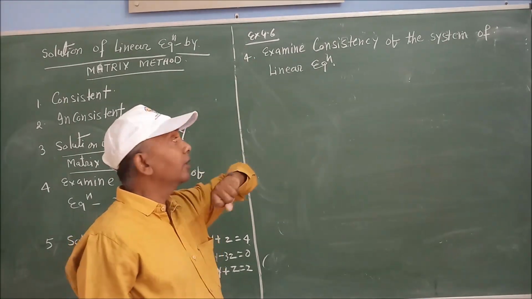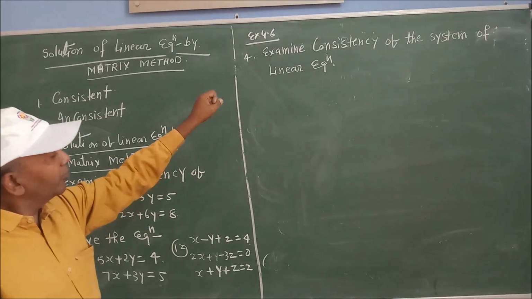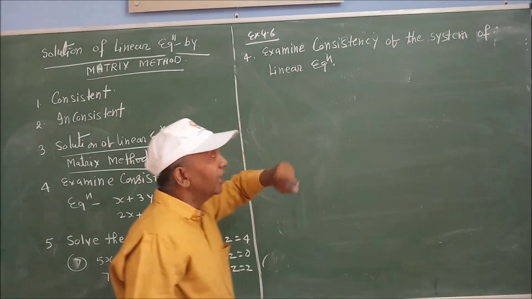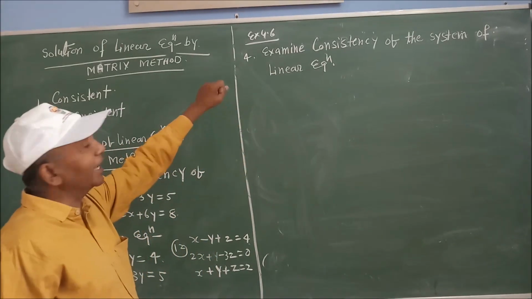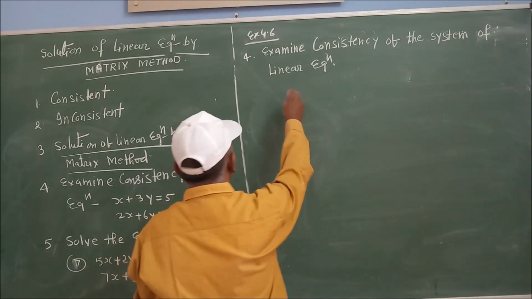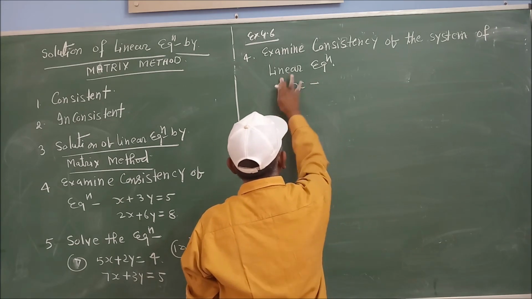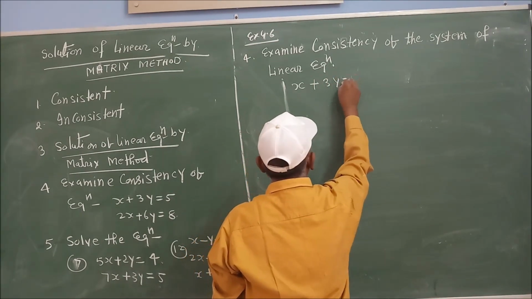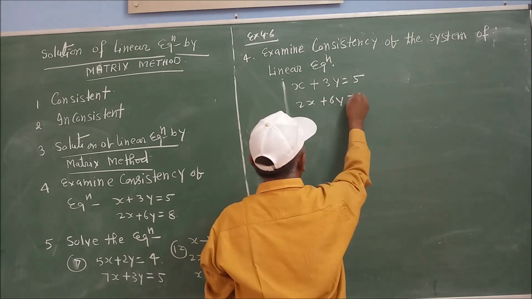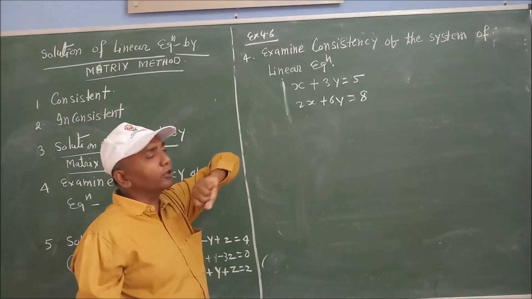Exercise 4.6 NCERT. From question number 1 to question number 6, we have to examine the consistency of the system of linear equations. Here we have 6 questions, so I am providing you the solution of the first question. Question number 4: the equations are x plus 3y is equal to 5 and 2x plus 6y is equal to 8. We have to find the consistency of this system.